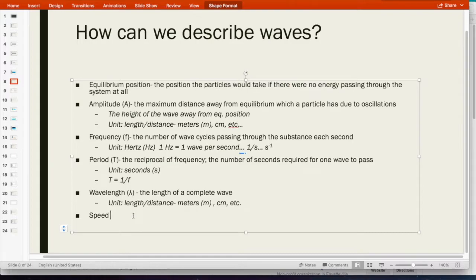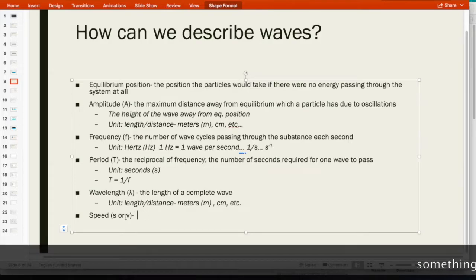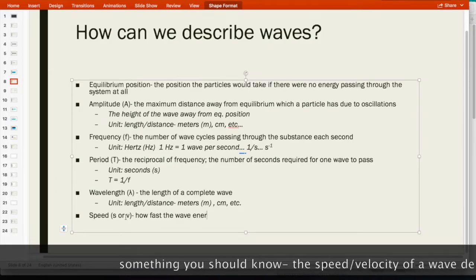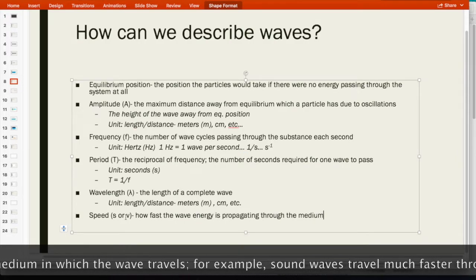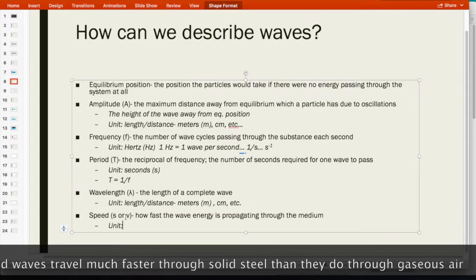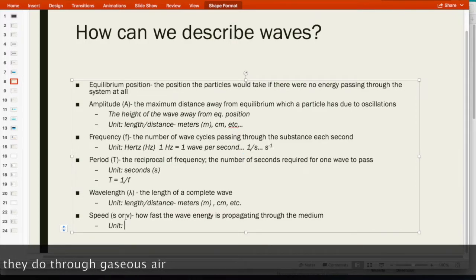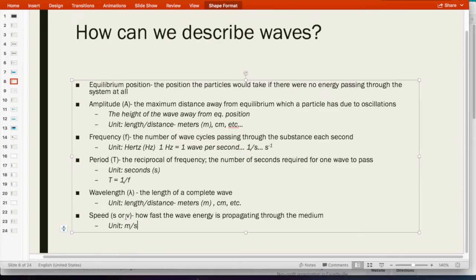Find the speed of a wave. Sometimes you'll see it abbreviated with an S or a V. What do you think the V stands for? Velocity, yep. Remember, speed is the rate at which something travels, how fast it's going. That's really as simple as I can make it. How fast the wave energy is propagating through the medium. How fast is the wave energy moving? The unit for that's going to be some distance over time, typically meters per second. Hopefully you remember that from our very first unit, meters per second.